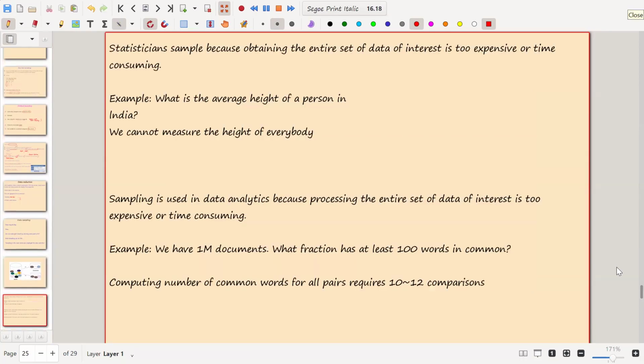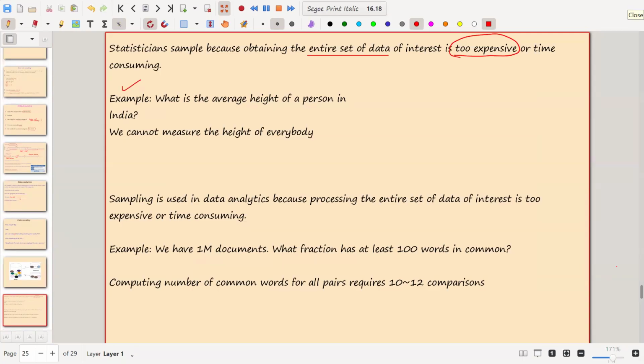Okay, fine. So you can see the statisticians, they sample because obtaining the entire set of data of interest is too expensive. Here too expensive means both numerical computation and computational power. Okay, you will see that there is something known as big data, right? And big data cannot be handled by just your laptops and normal computers. Okay, and it is time consuming also.